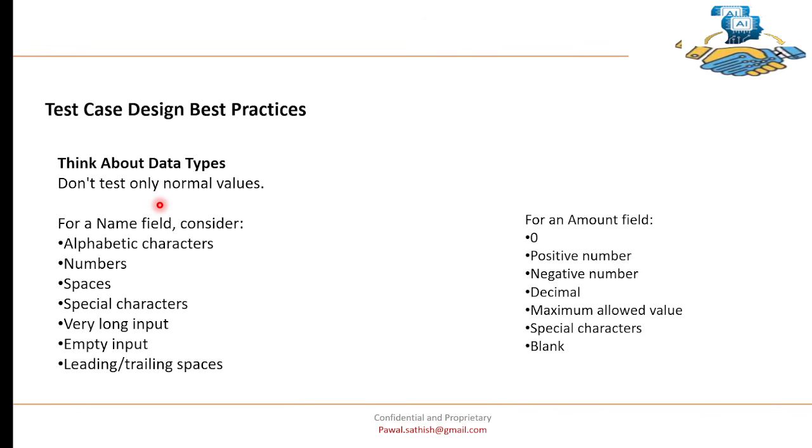Then we need to think about the data types as well. Don't test only normal values. If it is a name field or a string, we need to check with alphabetic characters, spaces, special characters, long input, empty input. We need to give leading and trailing spaces. If you're checking numbers, then we need to test with positive numbers, negative numbers, zero, decimal numbers. If it is not mentioned in the story or the epic, then as a QA we need to inform the product owner. It should display the relevant error message on the screen.